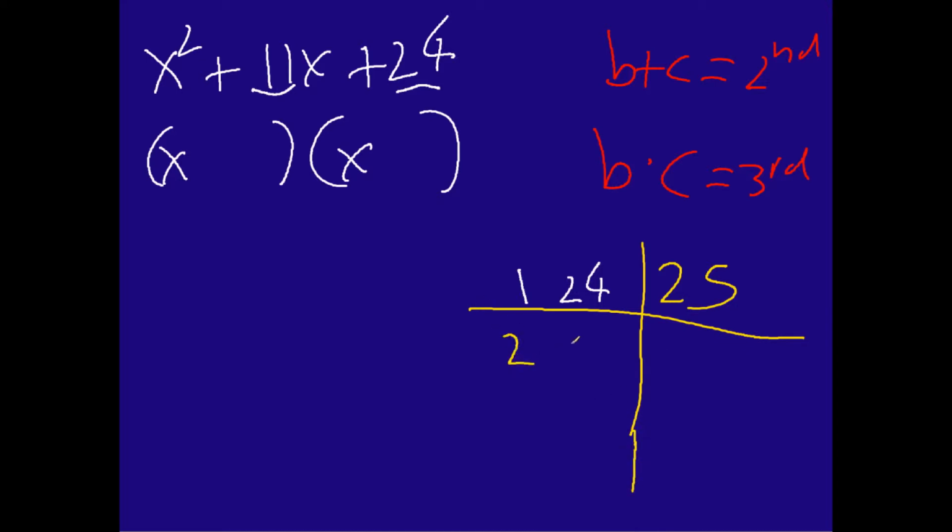Well, what about 2 and 12? Again, 2 times 12 is 24, so I always satisfy this one right here. But what is 2 plus 12? That's going to be 14. That's not 11, not quite.